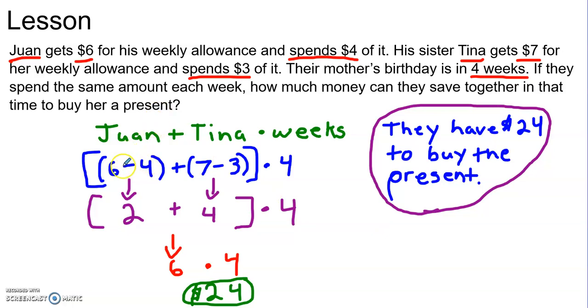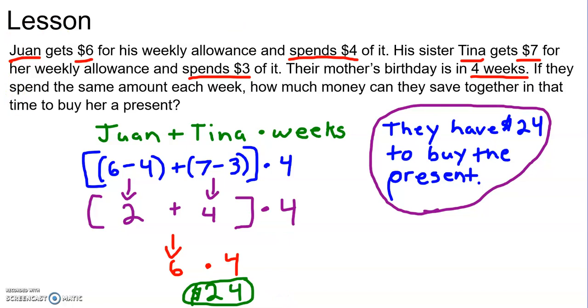So remember, I grouped these two together because I needed to know how much Juan could save. I grouped these two together because I needed to know how much Tina could save per week. And then I put our brackets around it because I needed to know how much each week was. Otherwise, I would have had to multiply each one individually to 4 with 4 and then add. So I would have had 4 times 2 gave me 8, 4 times 4 gave me 16, 8 plus 16 gives me the 24. So that's why I have it there.